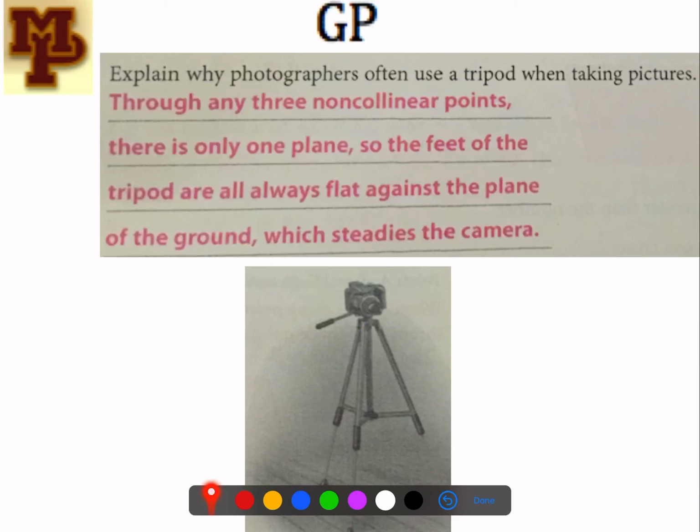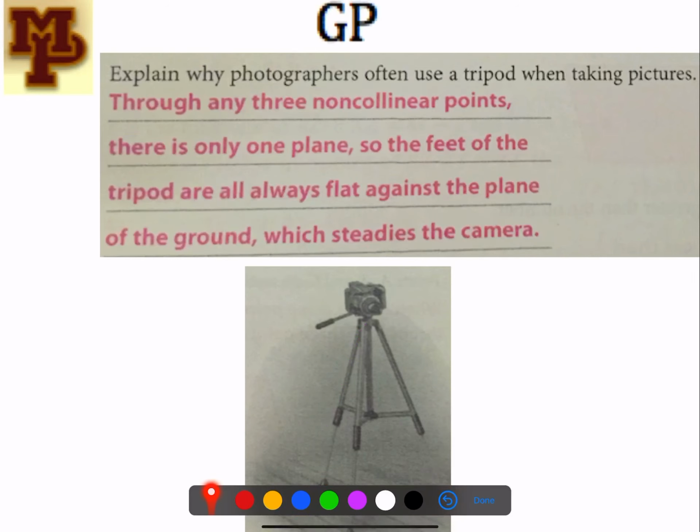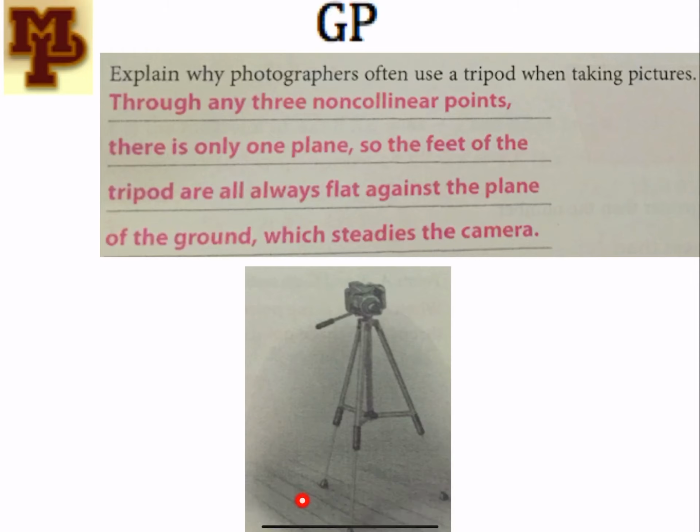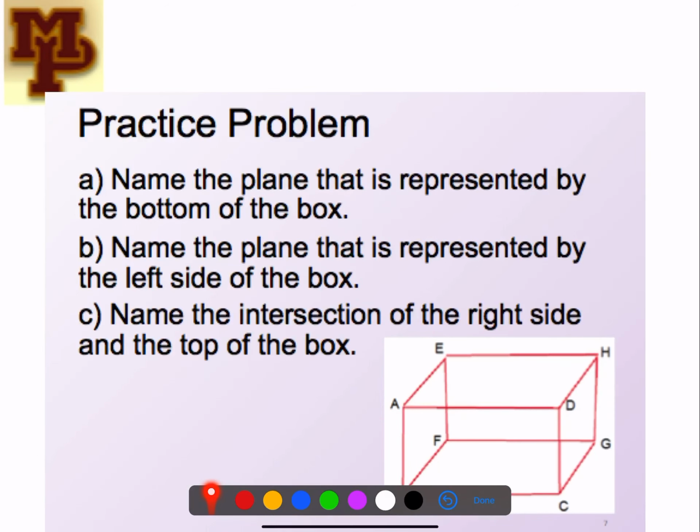So that's why. Through any 3 non-collinear points, there is only one plane, as shown with this black plane here in the 3 red dots. So, the feet of the tripod are always flat against the plane of the ground, which steadies the camera. As soon as we add that 4th leg, that 4th point, it starts becoming more wobbly because we're dealing with more planes. Alright. Go ahead and try this one out for a second. Pause the video if you need to, and then we'll go through it.